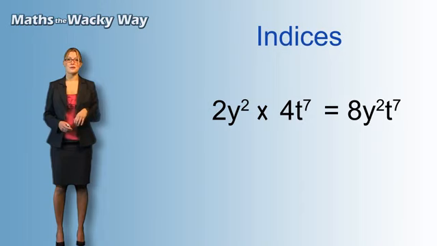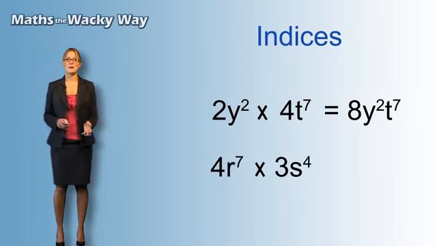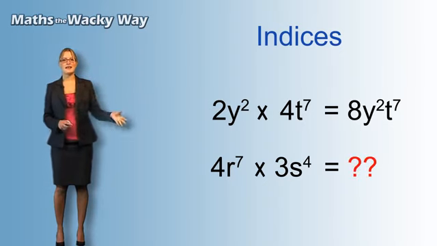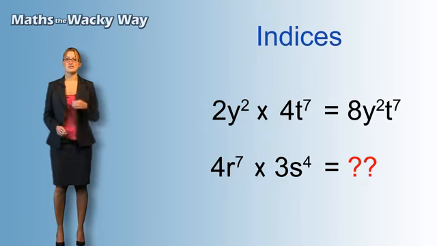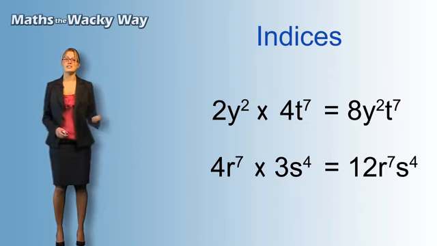And just to run through another one, you've also got the 4r^7 times 3s^4. Hopefully you can see what's going to happen with this one. Again, the 4 and the 3 can come together to give us 12, but the r to the power of 7 and s to the power of 4, they will just come together, so we just end up with 12r^7s^4.